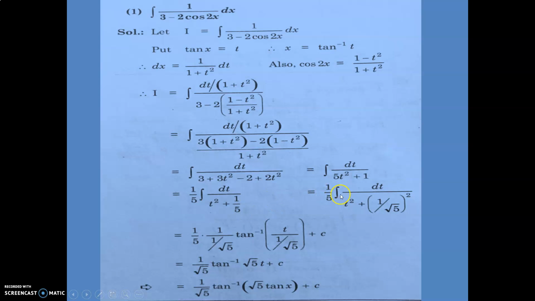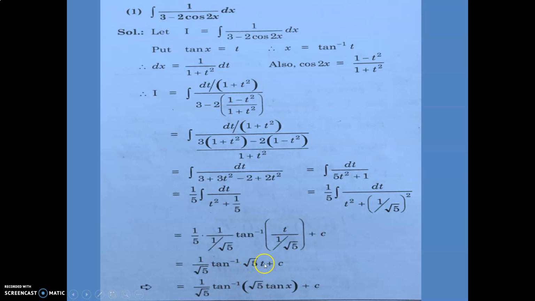That's equal to 1 upon 5 integral dt upon t square plus 1 upon root 5 whole square. Now this is in the format of integral 1 upon x square plus a square. So 1 upon a tan inverse x upon a is the formula for that. So 1 upon 5 is already here. So that 1 upon 5 into 1 upon a. A value is 1 upon root 5 here. Tan inverse t upon 1 upon root 5 plus c. Now this root 5 and this 5 will cancel. So 1 upon root 5 you will get tan inverse of this, you will take reciprocal. So root 5 t upon 1 plus c.